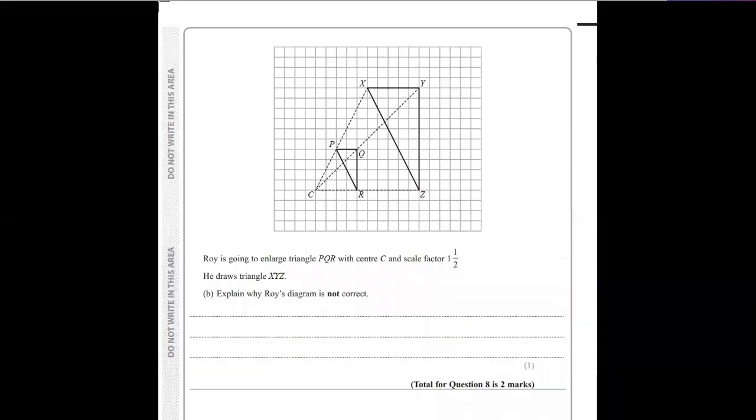Right, Naman, can you help me with this one here? It says Roy is going to enlarge triangle PQR with center C, and a scale factor of 1/2. He draws a triangle XYZ. Explain why Roy's diagram is not correct.